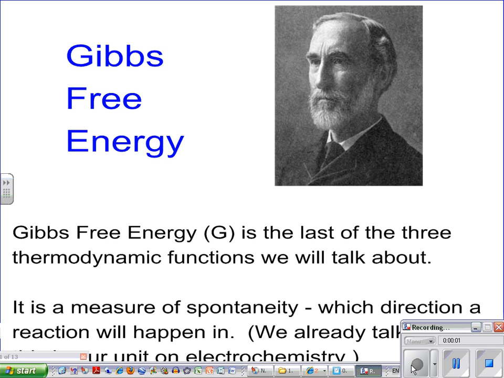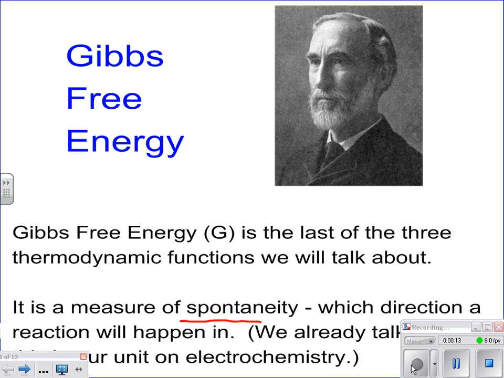Okay, we've talked about delta H or enthalpy, which shows us a heat of reaction. We've also talked about delta S or entropy, which shows us a measure of disorder. So now we're going to talk about a measure of spontaneity, and that's known as delta G or Gibbs free energy.